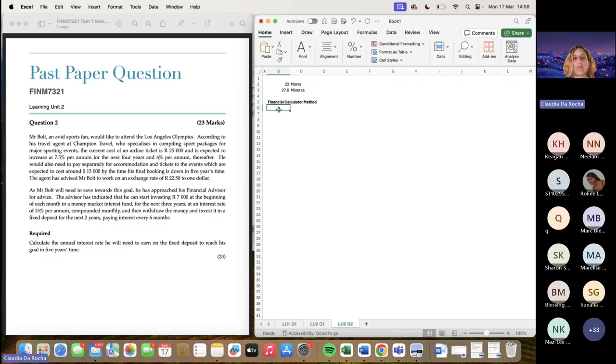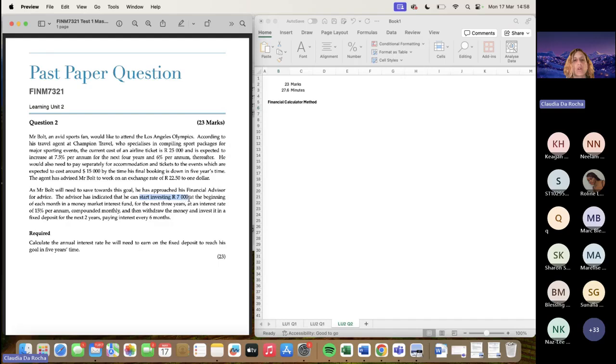Then the next thing we have to do is look at this investment that we're doing, where we are investing 7,000 Rand at the beginning of each month. So when we repeat an amount, it is an annuity. So we are repeating the amount. Okay, it's an annuity and at the beginning of each month. So we need to then calculate how much we would get if we invested, so that we know what is the amount going into the fixed deposit, because the whole point is to calculate the annual interest rate we would need in the fixed deposit.